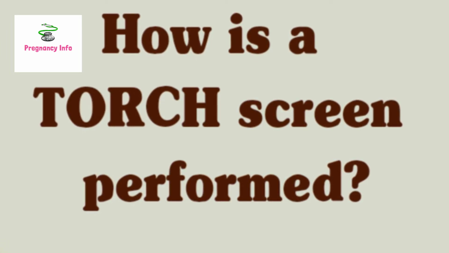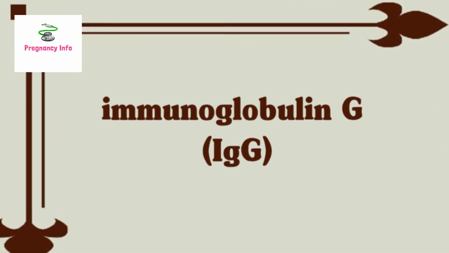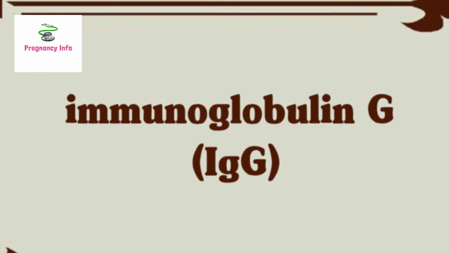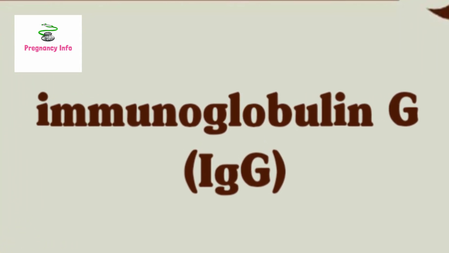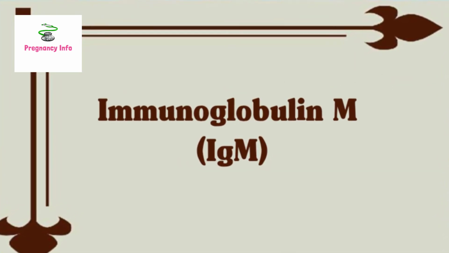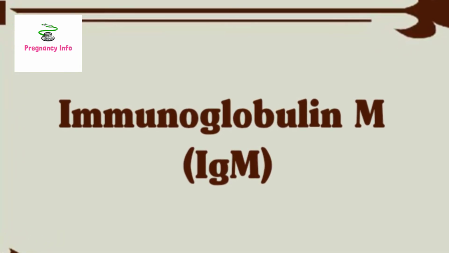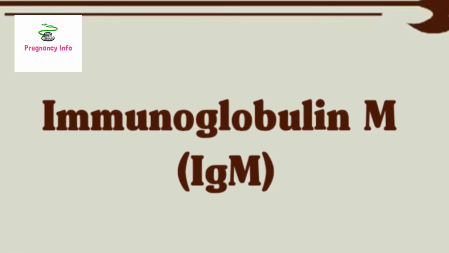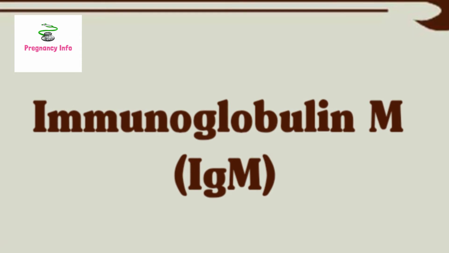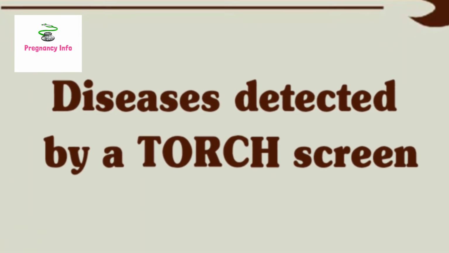Specifically, the test screens for two different antibodies, immunoglobulin G and immunoglobulin M. IgG antibodies are present when someone has had an infection in the past and is no longer acutely ill. IgM antibodies are present when someone has an acute infection. A doctor can use these antibodies along with a woman's history of symptoms to assess if the fetus has been exposed to an infection. Diseases detected by a TORCH screen.